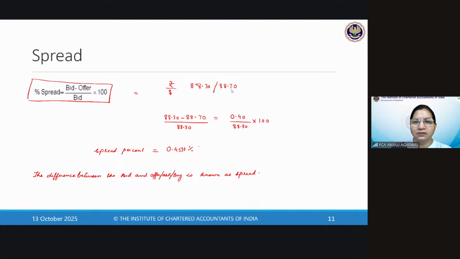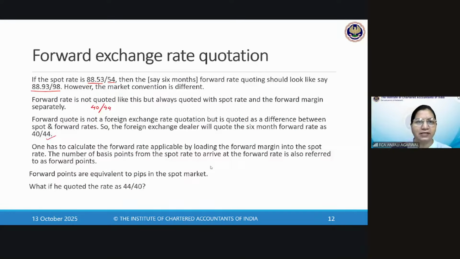So these are the two rates, and how you calculate the spread and the percentage of spread, this is how we have discussed. Next, we were talking about forward rate exchange quotation, what the convention is, how they are spoken or how they are written. So you will not get a forward rate quotation like 88.9398. You have to calculate the exchange rate by applying the convention.